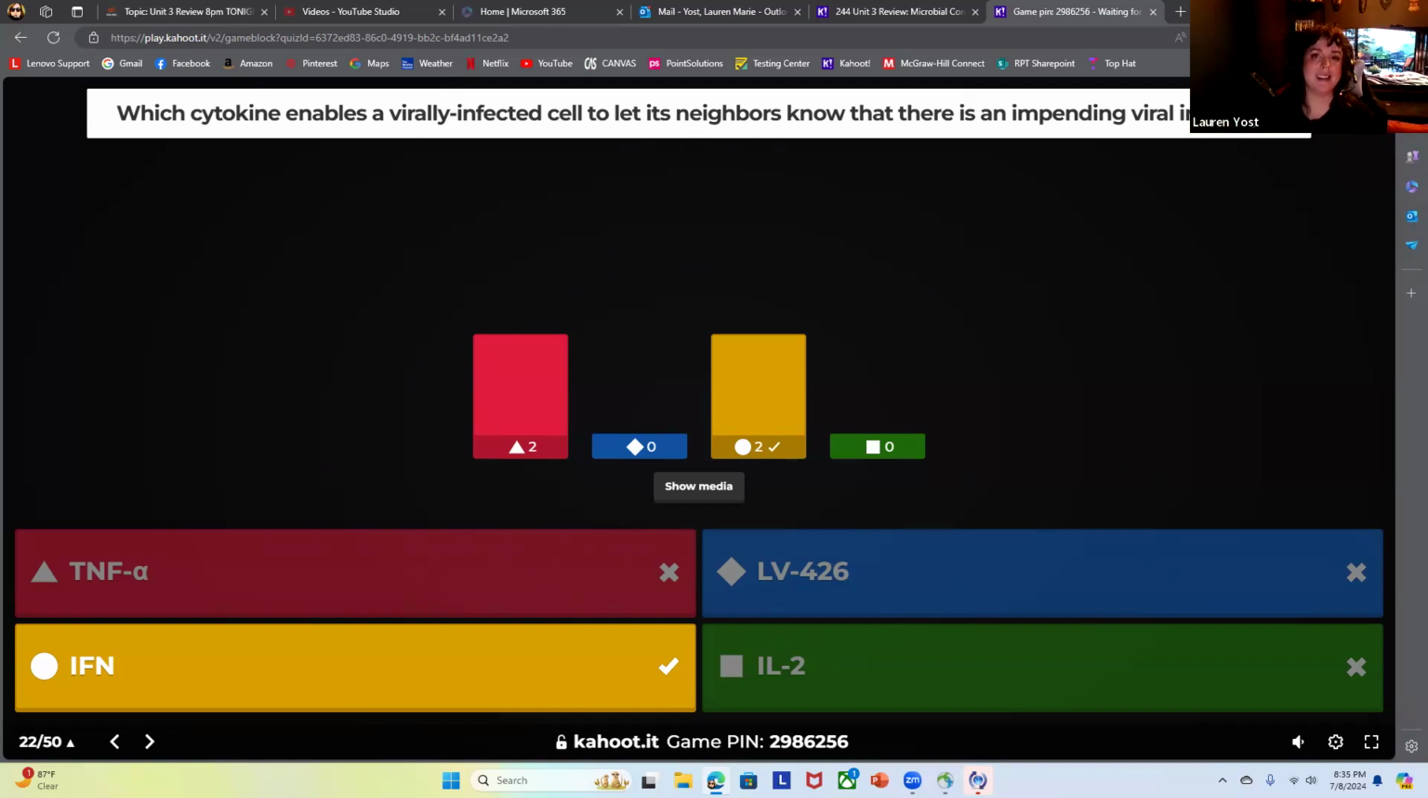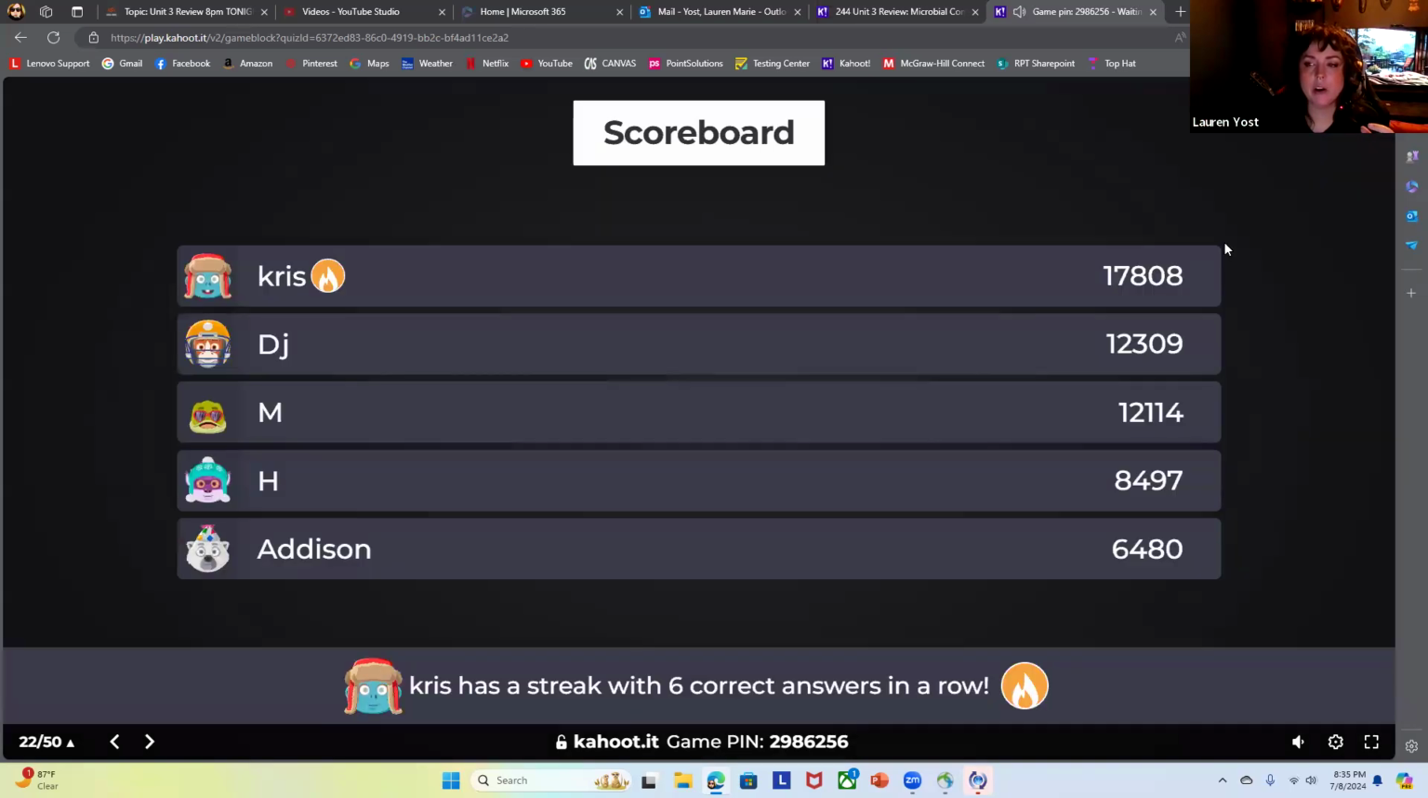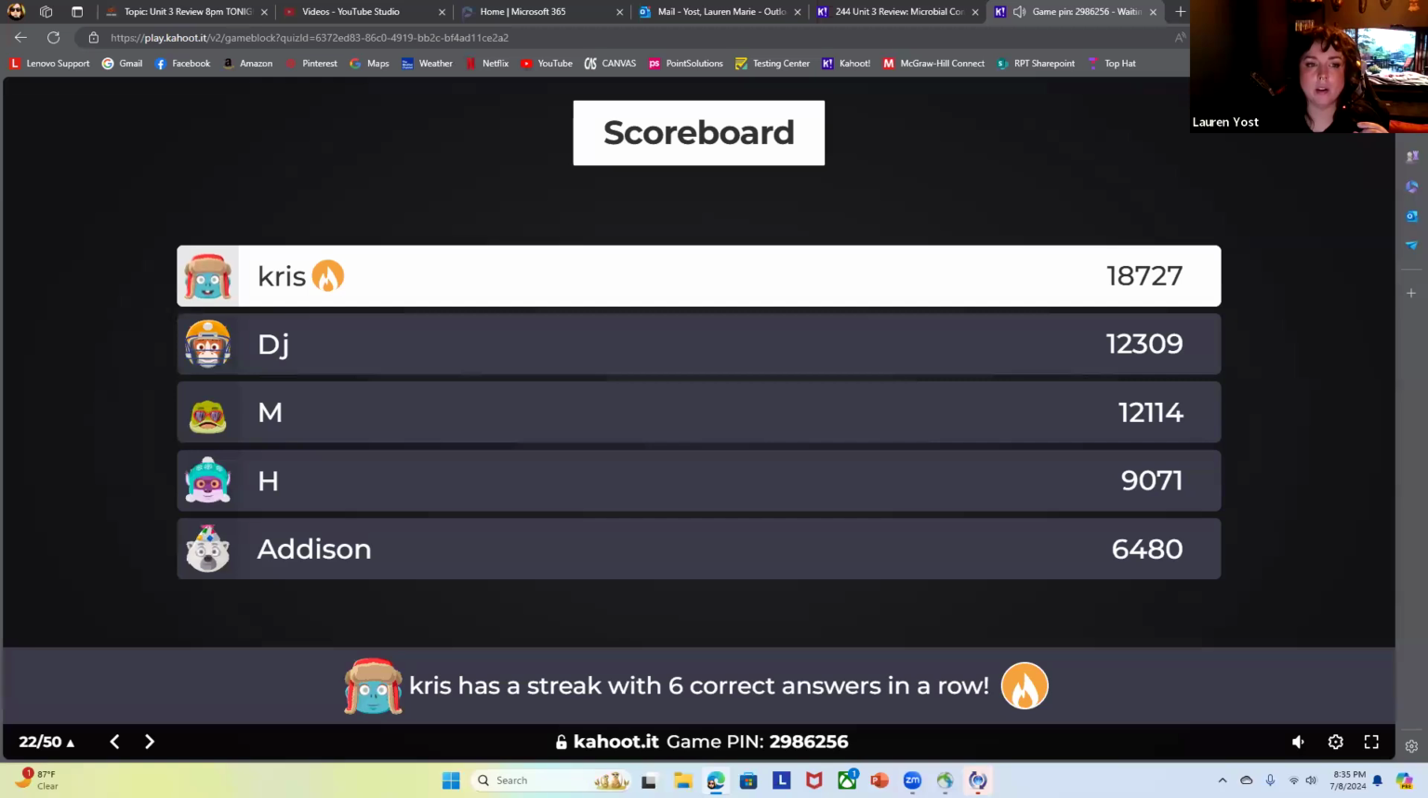You can also think of it as it is interfering with that burglar's intentions. So the burglar in this case is the virus. So this is just allowing the cell to let the next cell know there's a virus. Get ready. So that's interferon, abbreviated as IFN.